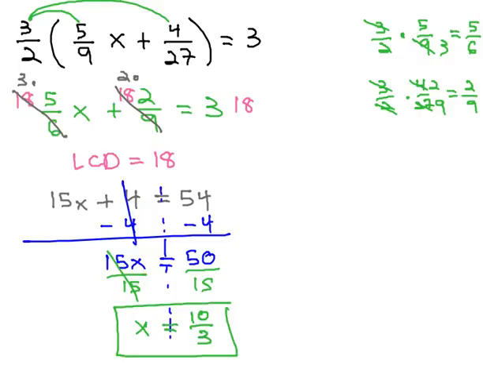Again, the order is very important when we have fractions and parentheses. Clear the parentheses first by distributing, then clear the fraction second by multiplying by the LCD and reducing. If you can keep those two steps in order, you can solve some very involved problems with fractions and parentheses.